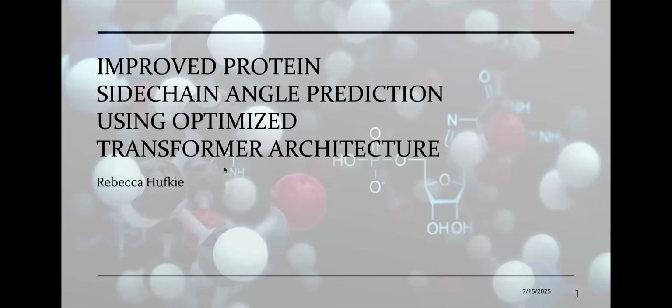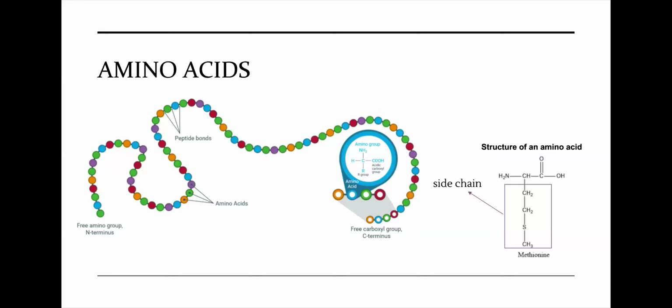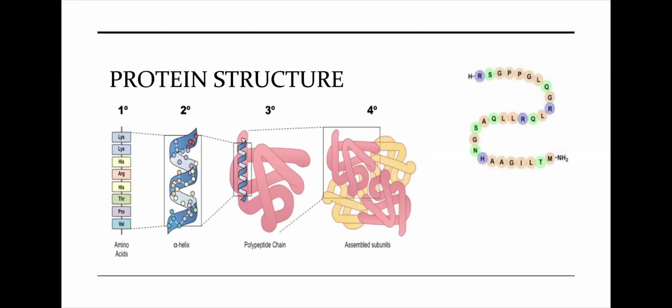Okay. Hello, everyone. I'll be presenting my research on improved protein sidechain angle prediction using optimized transformer architecture. Firstly, I would like to highlight the importance of proteins and their role. Proteins are molecules that carry out essential roles in the cell, such as transport and helping the immune system. Proteins are made up of smaller units known as amino acids, which are connected by peptide bonds to form a sequence. Each of these amino acids has a side chain that determines its chemical properties and behavior. Each amino acid, of which there are 20 different types, can be represented by a letter. Proteins can then be represented by a sequence of these letters, with each letter corresponding to an amino acid.